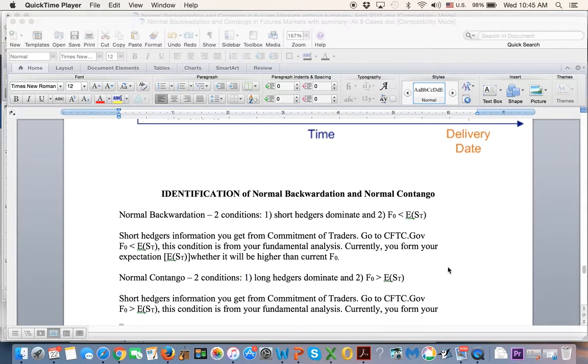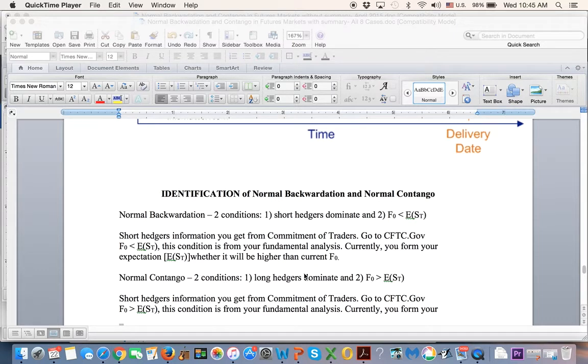Let's say the demand for Japanese yen is less than the supply, then in this case, your expectation for the Japanese yen price would be less than the current F sub 0. So again, the second condition is determined through your fundamental analysis. You just have an expectation, and then you state in your answer that I expect soybean to go up, or I expect the yen to go down. So this is one condition. Then you can state it based on your expectations.